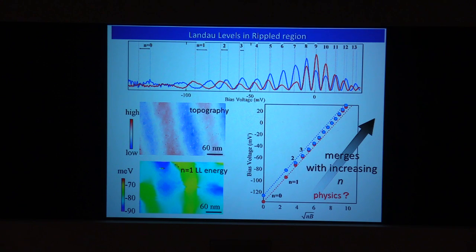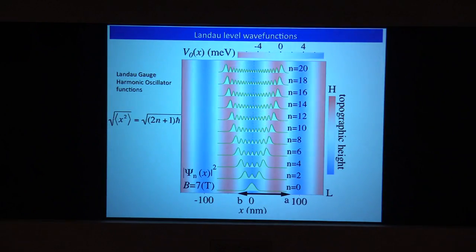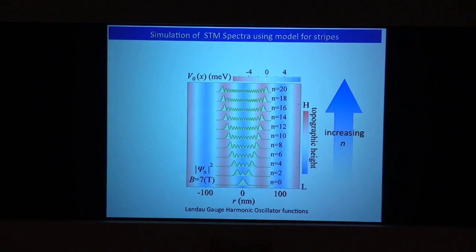And any reason why you have these stripes? We think, we're not sure. It might be because of cooling down the sample, or maybe they happen during growth due to strain. We're not sure.